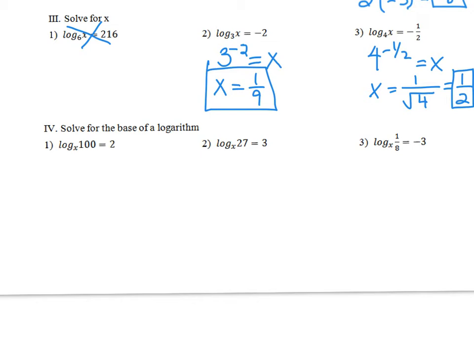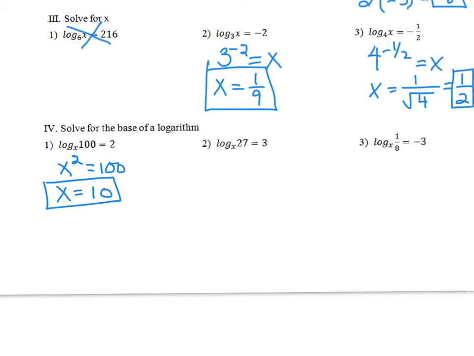Now in part 4, this time what's missing is the base of the log. So of course that'll also be the base of our exponential. So converting this to an exponential, I get x squared equals 100. What number do we have to square to get 100? I'm going to say x is equal to 10. Now technically we could also say that negative 10 squared gives me 100, but we're going to stick with our positive answer for x for our bases.